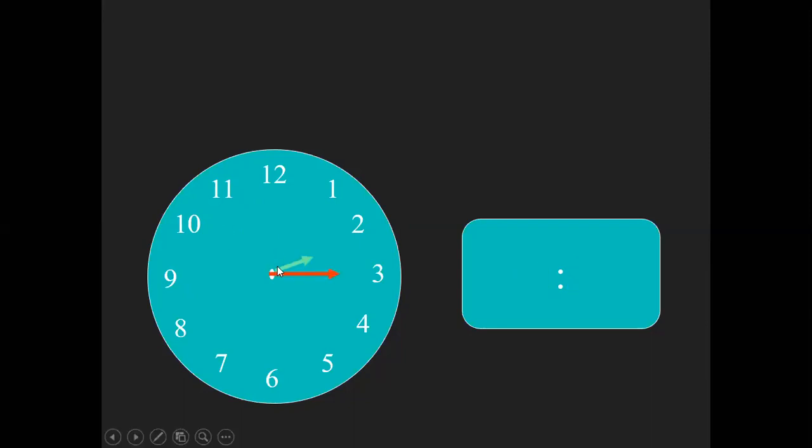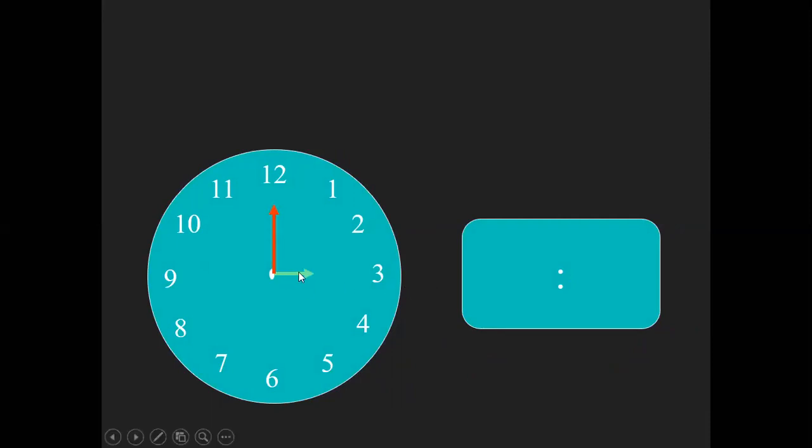Next, the hour hand is pointing towards the point between 2 and 3. So again, use the smaller value. We have 2, and then the minute hand points towards 3. So it will become 3 times 5 is 15. So our time is 2:15. What about this one? The hour hand points between 7 and 8. So it becomes 7, and then the minute hand points at exactly 5. So it will become 5 times 5, that is 25.